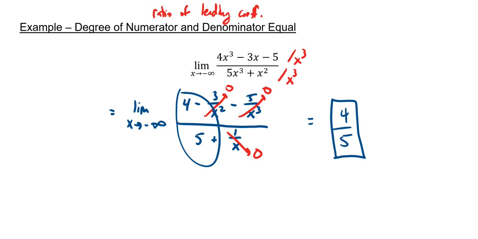And then we're done. So just like we said a second ago, the answer is going to be the ratio of the leading coefficients. Once again, though, you need to be able to show your work because we're actually evaluating this using limits. So in your head, you know the answer should be 4 over 5. So it is a good way to check your answers.